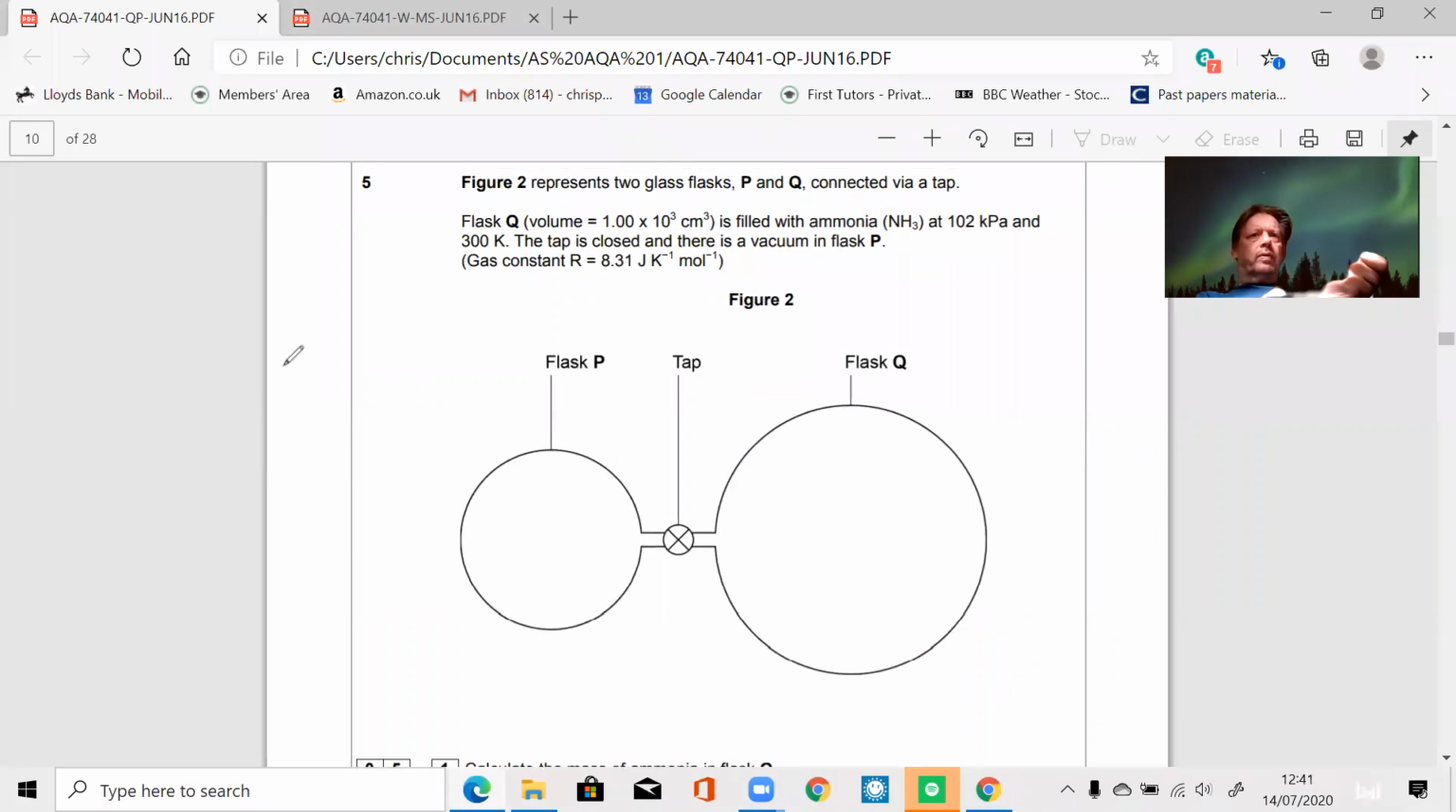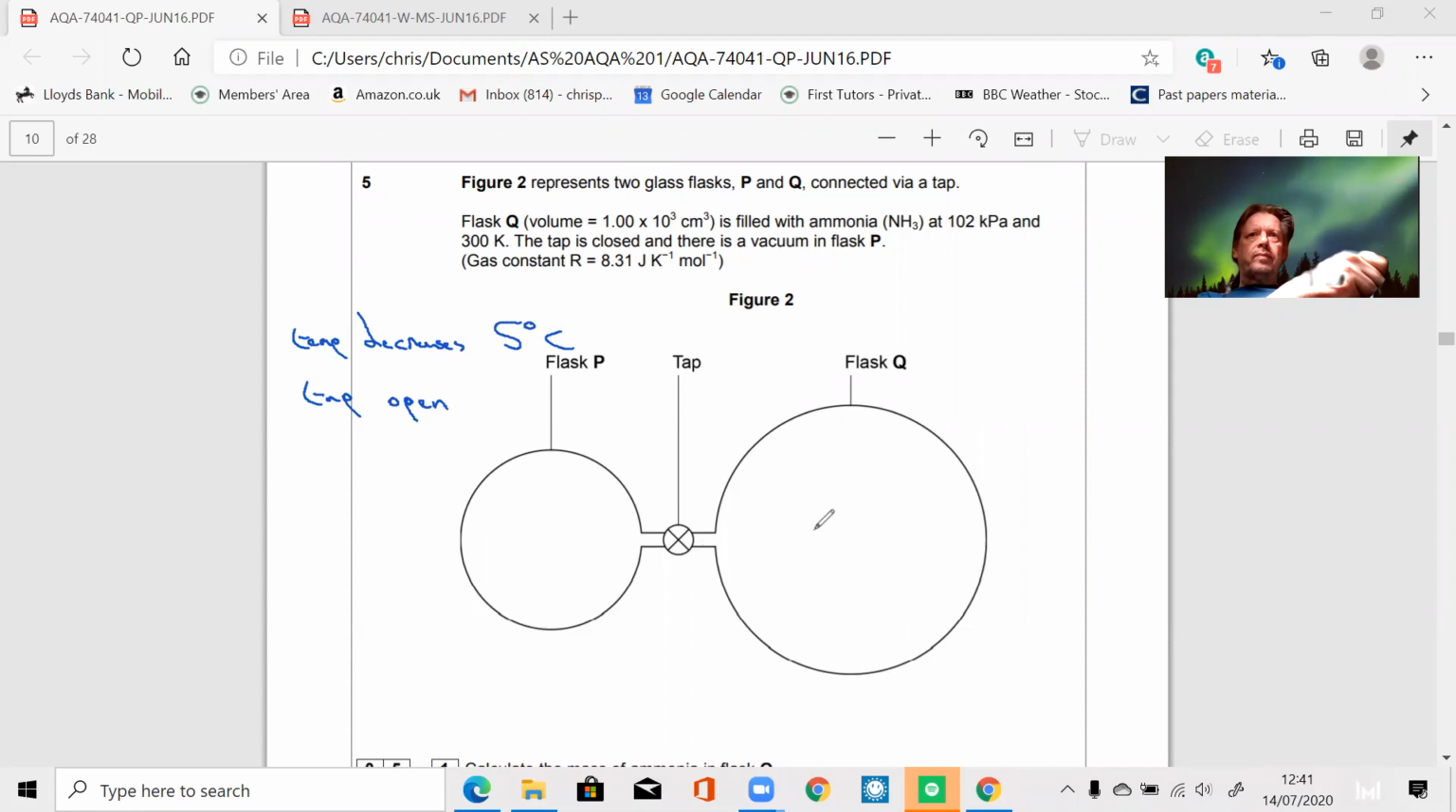So what's going to happen? Temperature decreases 5 degrees C. What else? Tap is now open. We know the volume of flask Q, by the way: 1 times 10 to the 3. That's centimeters cubed.